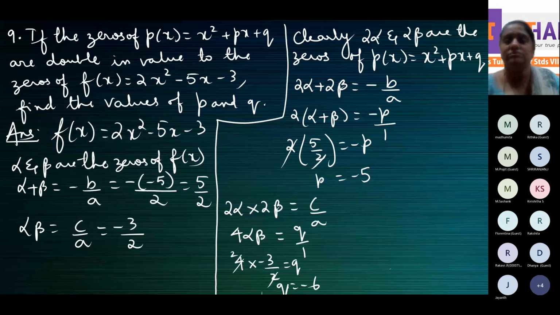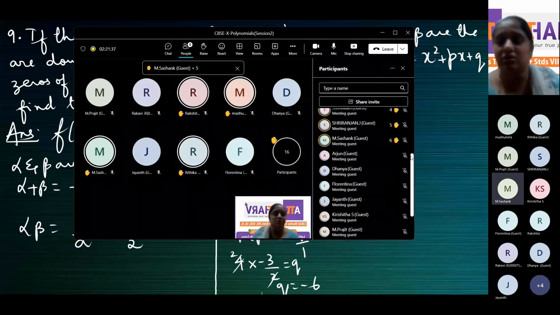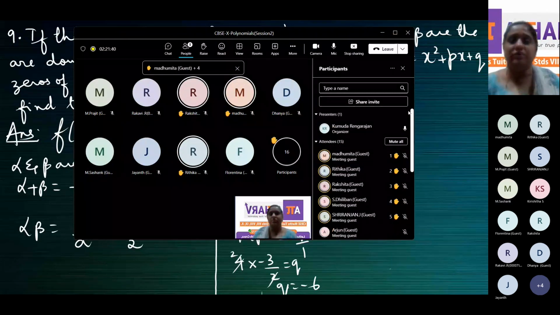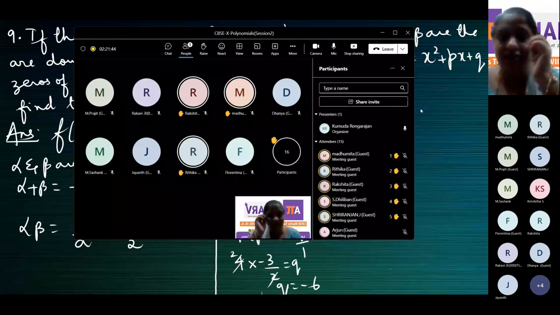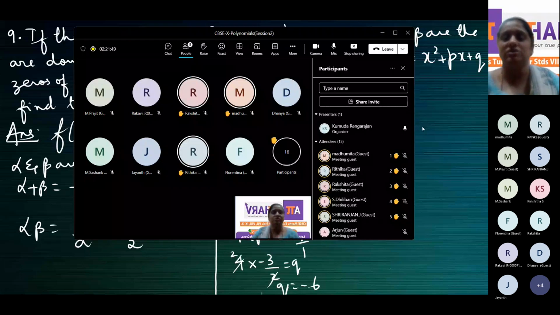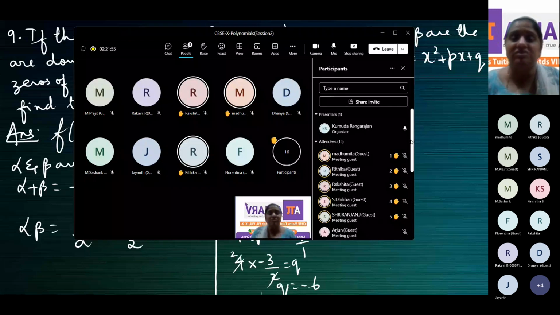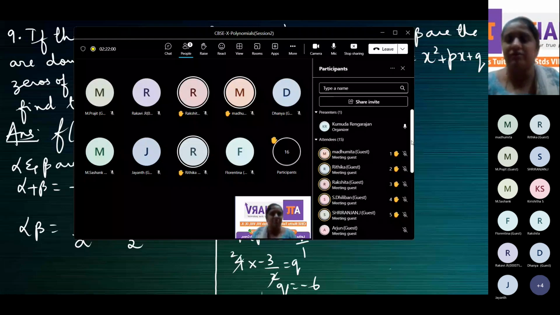Is it clear, children? Yes, ma'am. Okay, very good. Now, children, let me know. I think this is the second session of polynomials, right? Today's second session. How many of you here have missed the first session, or even if you missed it, have not seen the recording? Please tell me that. Madhumita, I'll ask you one by one.